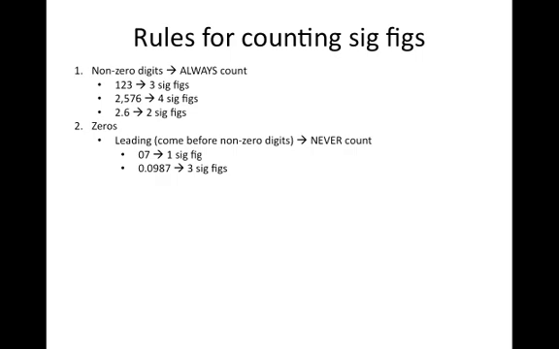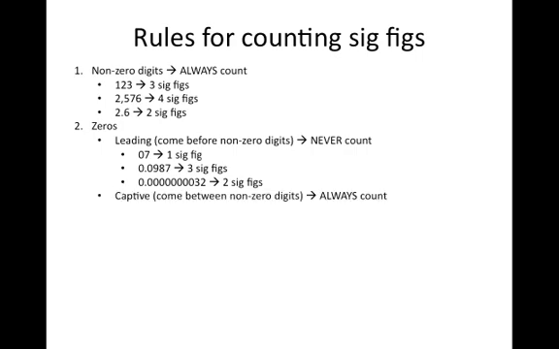This number has 3 sig figs because the 2 zeros in the beginning of the number do not count towards the number of sig figs. This number contains many leading zeros, none of which count towards the number of sig figs, so this number has only 2 sig figs.